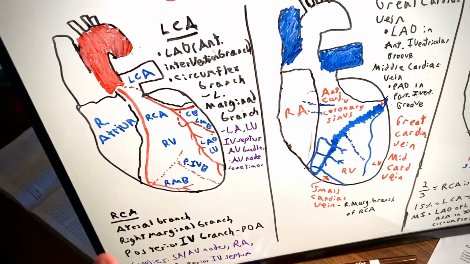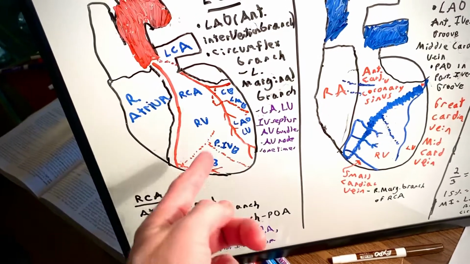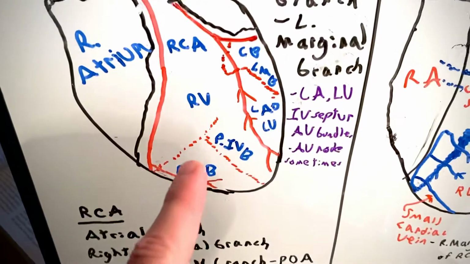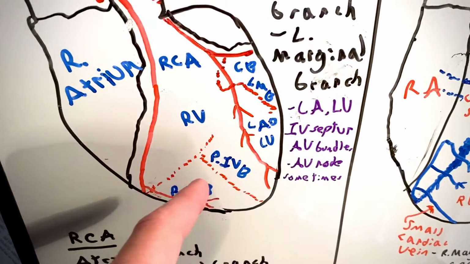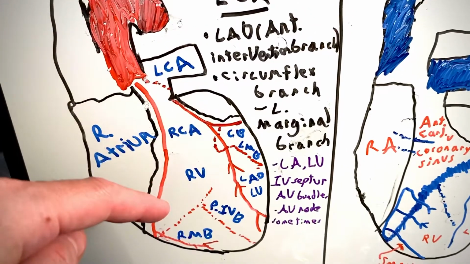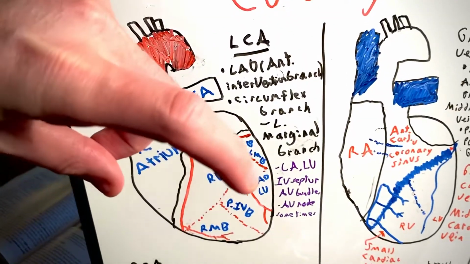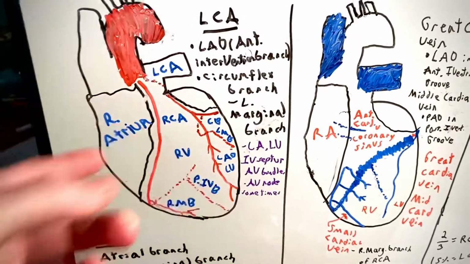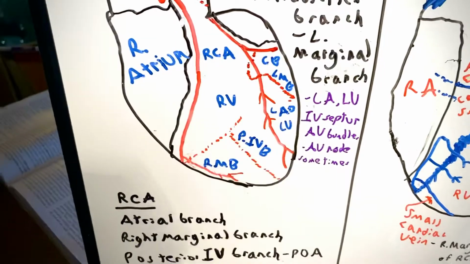And then the posterior interventricular branch, which is also known as the posterior descending artery. And this runs posterior, so that's why I have this dotted. You can see how this right coronary comes off anterior, so it's in the front of the heart. And then it gives off a branch that goes back in the back of the heart. And that's what we see here.